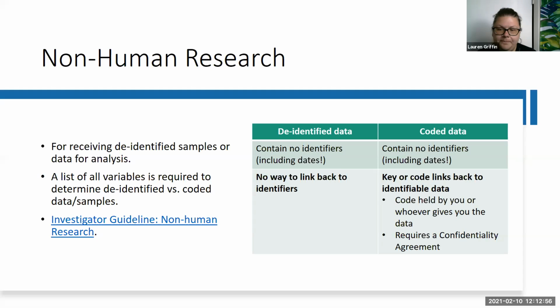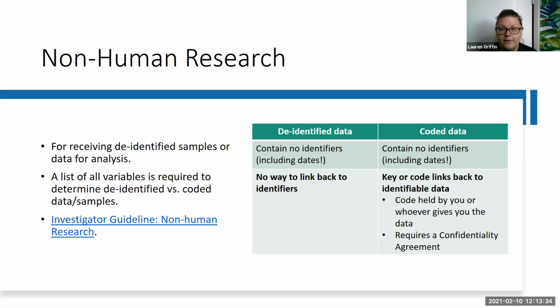So one of the things that can be a little bit tricky is de-identified data versus coded data. When we talk about identifiers, we're talking about information that could link a subject back to their identity in the real world. This does include dates. A lot of the times you'll get information, and if it contains a birthday, with the right other information, that could easily link somebody back to their identity in the external non-research world. So dates are something that, if you're using de-identified data, it can't have. De-identified data means you don't have any way to link back to these identifiers.